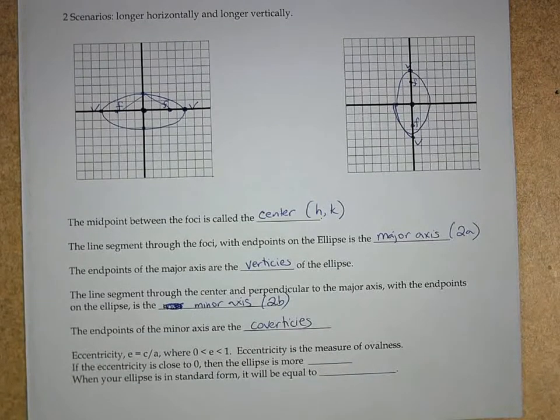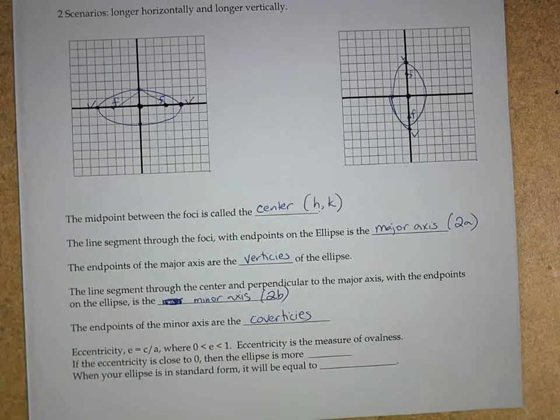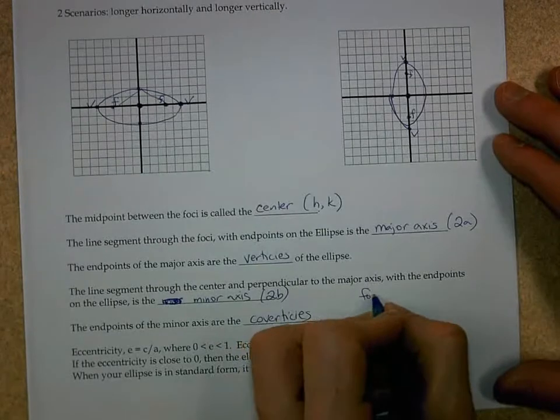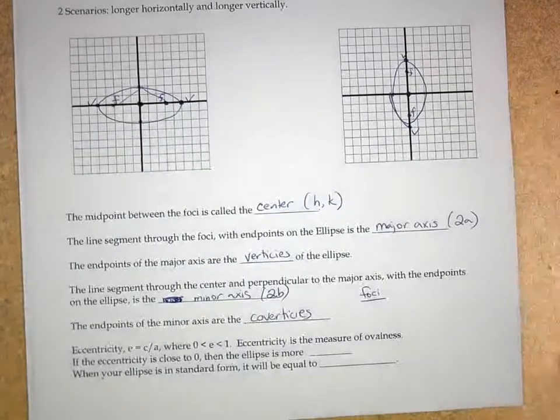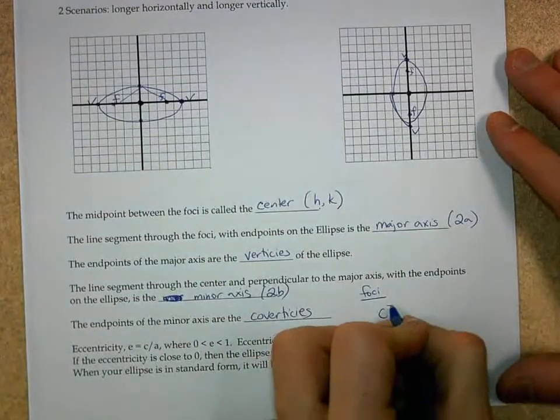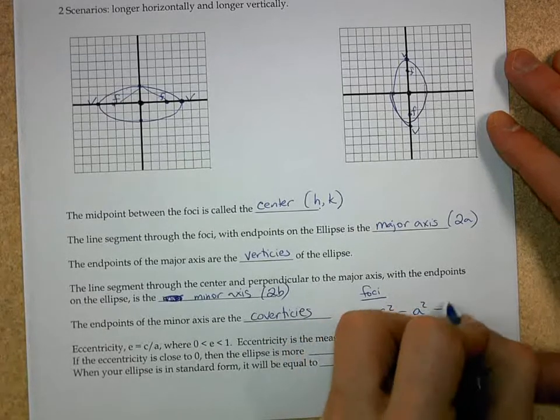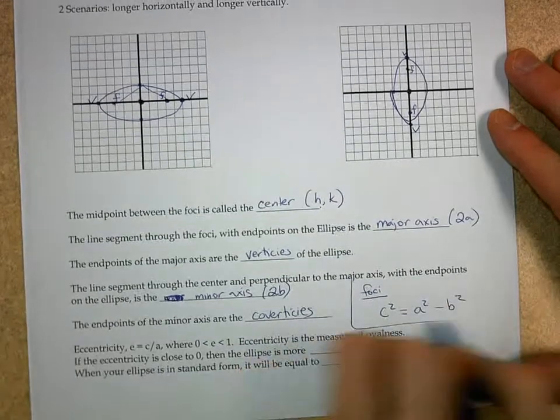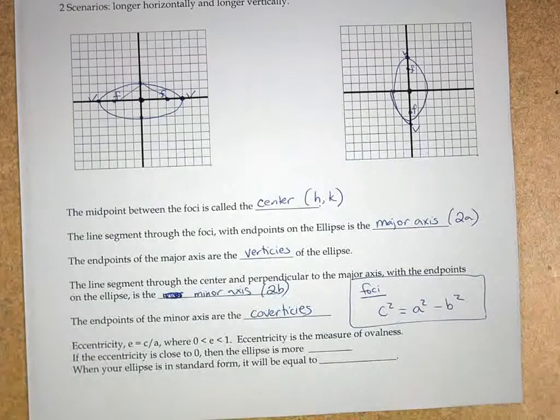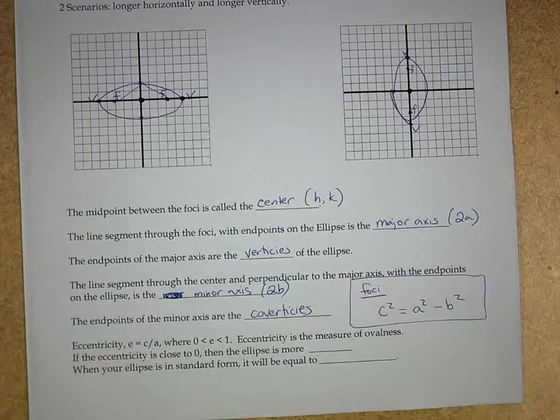And then one last thing that we're going to want to add to this that's not listed right there is the formula for the foci. And the formula for the foci looks a lot like the Pythagorean theorem, except we've got a minus sign in it. So the foci are going to be found using c squared equals a squared minus b squared.